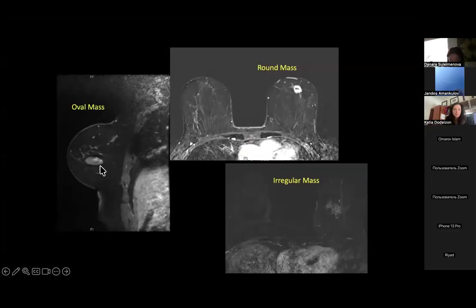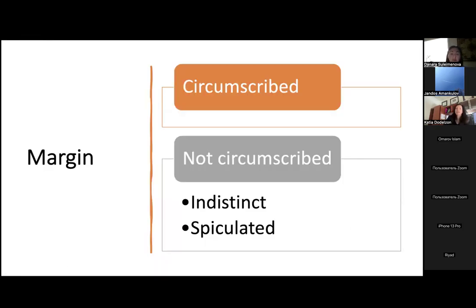So here's an example. This is an oval mass, right? This is a mass that is round. This is definitely quite irregular in its shape. Then we discuss the margin, just like you would on an ultrasound and a mammogram. And really, your options are circumscribed or not circumscribed.